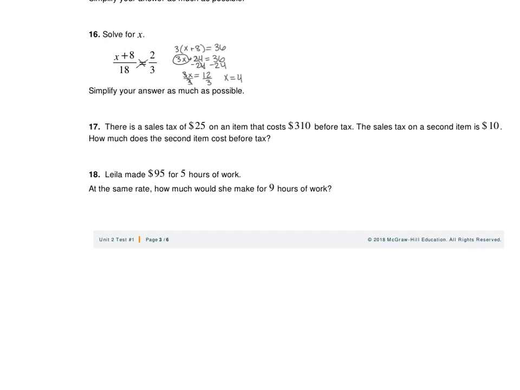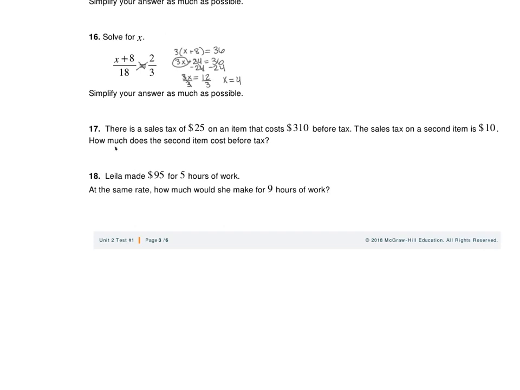So when I set up these proportions, I'm going to have the amount of tax over the cost, and I'm going to set that up same proportionally as tax over cost. So item 1 was $25 in tax over $310 cost. And then my second item is $10 of tax, but I don't know that cost, so I'm going to call it X. Now, again, just cross multiply and divide.